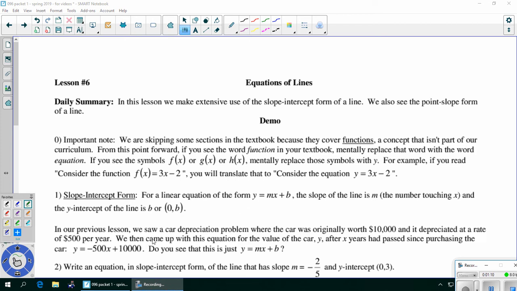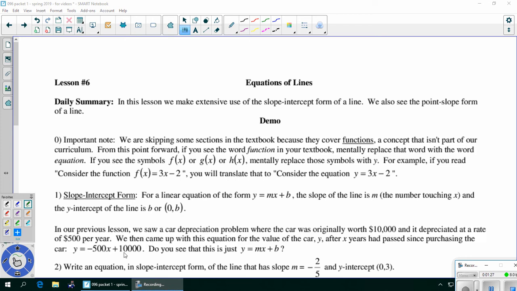In our previous lesson, we saw a car depreciation problem where the car was originally worth $10,000 and it depreciated at a rate of $500 per year. We then came up with this equation for the value of the car y after x years had passed since purchasing the car. y equals negative 500x plus 10,000.